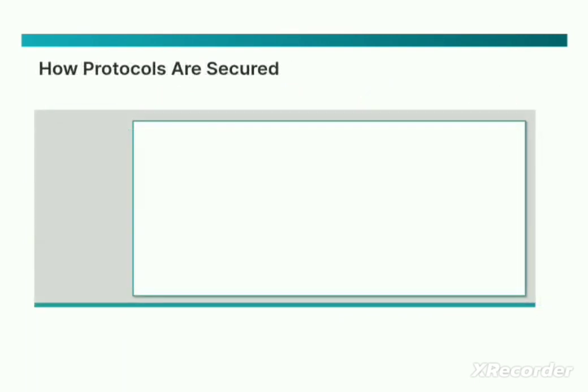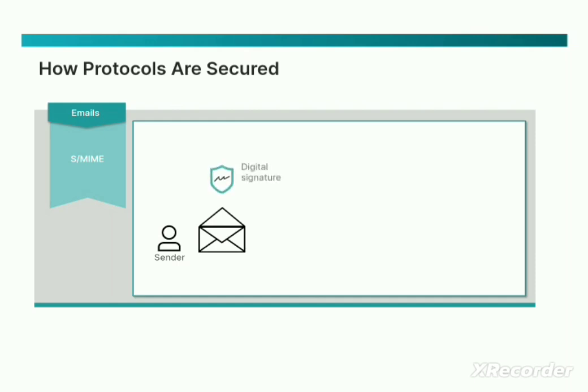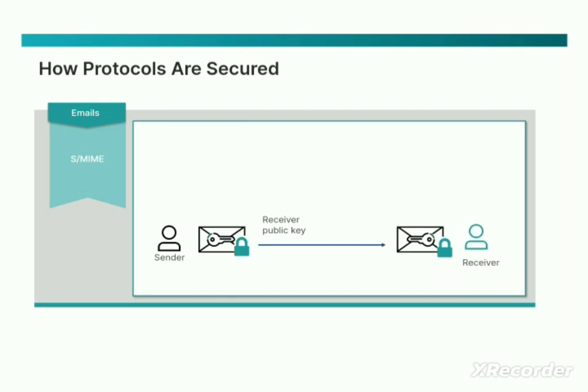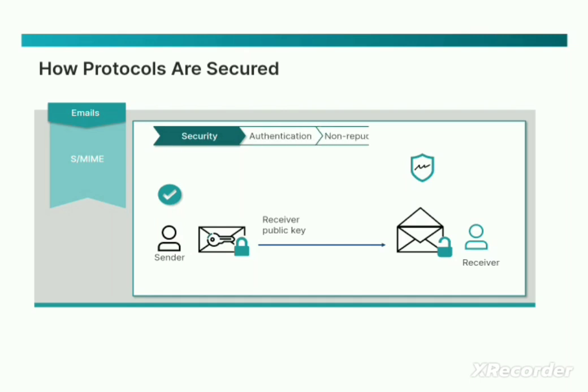How are protocols secured? For S-MIME, first the email is signed with the sender's digital signature before being encrypted with the receiver's public key. After the email is sent, the receiver decrypts the email with their private key, and the digital signature confirms the identity of the sender. Therefore, security is added through the digital signature, which provides authentication, non-repudiation, and data integrity. End-to-end encryption provides confidentiality.